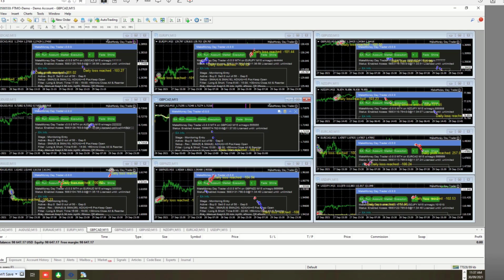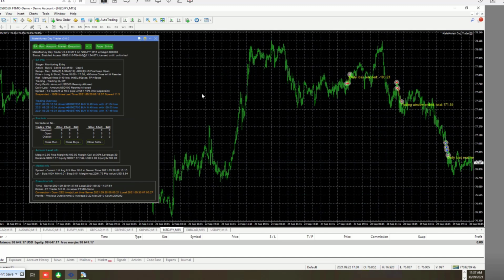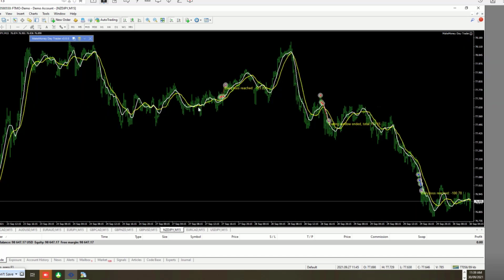Now let's have a look at the next one. The next one was the New Zealand yen. So we have a look at that one. New Zealand yen, and we open it up. And this one, again, I've added the moving averages to the chart, and I've removed the grid, and I've folded the information up. So let's have a look at what happened here.